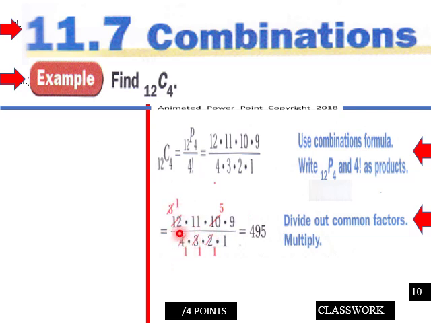So when we do that here, we can do some canceling up here. We have 12, this would cancel here, and we end up with 3, and then this would cancel with our 3, and then 10 we cancel with our 5, so we end up with 12, 11, and 9, which would be 495, or you could use your calculator. Either way, that would work. So 12c4 would equal 495.